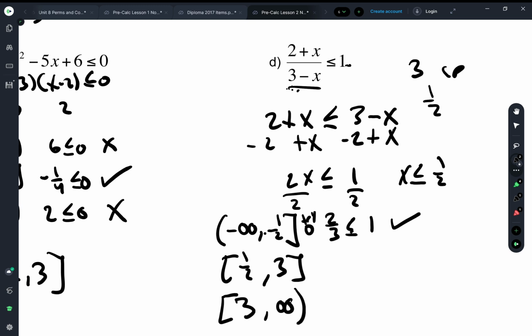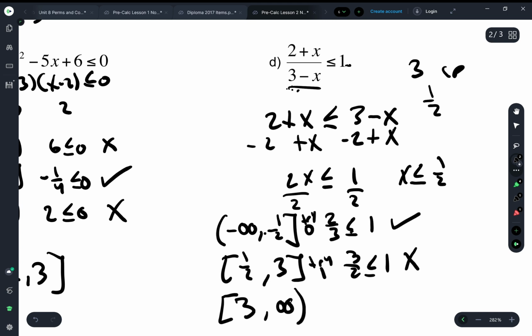Okay, between 1/2 and 3, you might as well try 1. Try 1, so that'd be 3/2. 3/2 is not less than or equal to 1. Okay, and the last one, 3 to infinity, let's try 4. 4 would be 6/-1, which is -6. Is that less than or equal to 1? It is.